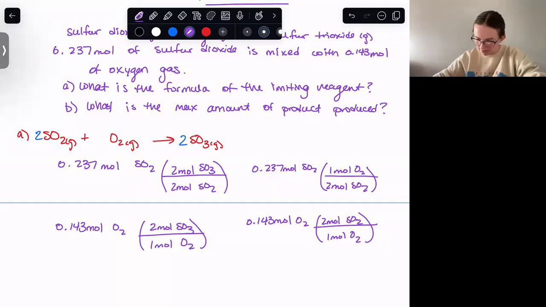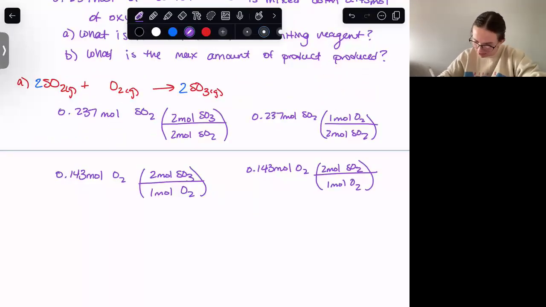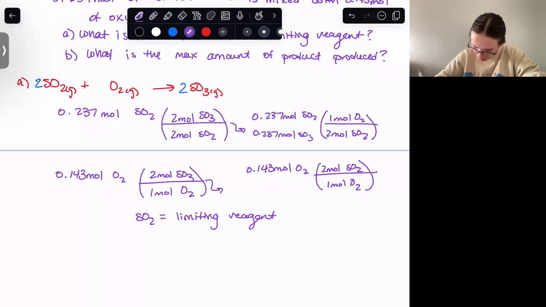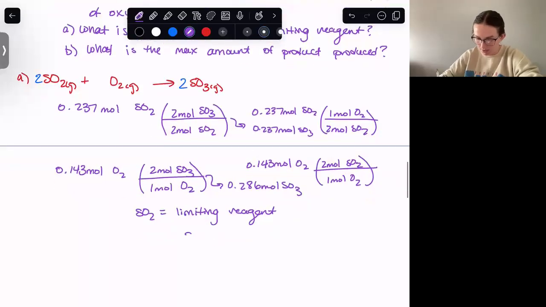Awesome. Okay, so SO3, or sorry, SO2, limiting reagent. Because this would produce 0.237 moles of SO3, and this would produce 0.286 moles of SO3. So since SO2 is producing less amount of product, then that is your limiting reagent. Okay, so your first answer for A would be SO2.